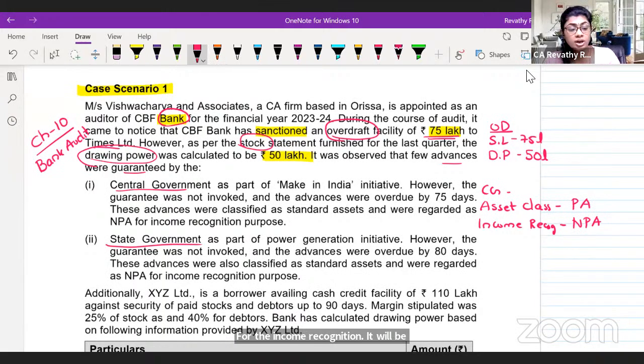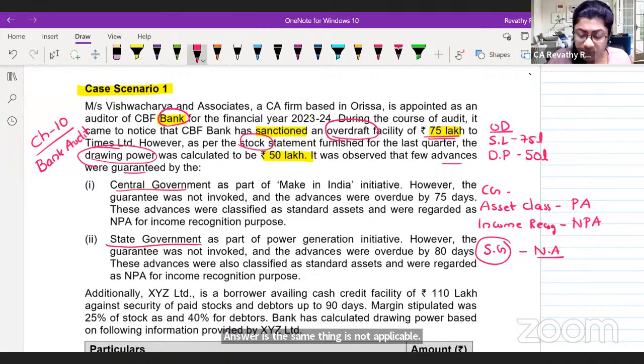This is only in case of which asset, meaning which loan? If it is a central government guaranteed advance or OD or whatever it is. Now, is this applicable for state government guaranteed advances? The answer is no, the same thing is not applicable. That is an ordinary loan, a usual loan.